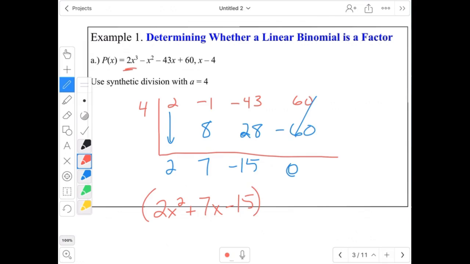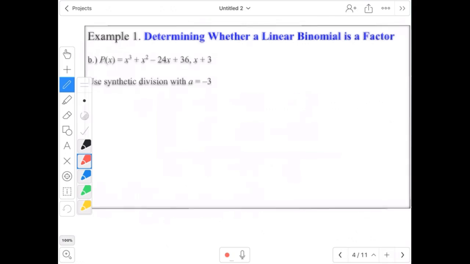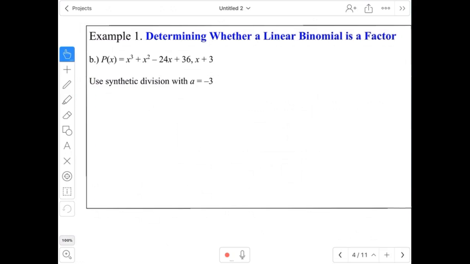And then, since we divided by x minus 4 and didn't get a remainder, that means x minus 4 is a factor of that. So if I redistributed that x minus 4 into that 2x squared plus 7x minus 15, we would be left with what p of x started as. So that entire lengthy polynomial there. Okay? So let's try another one here.